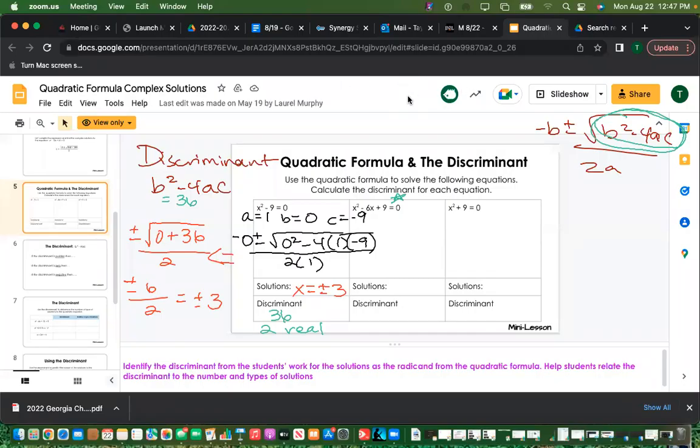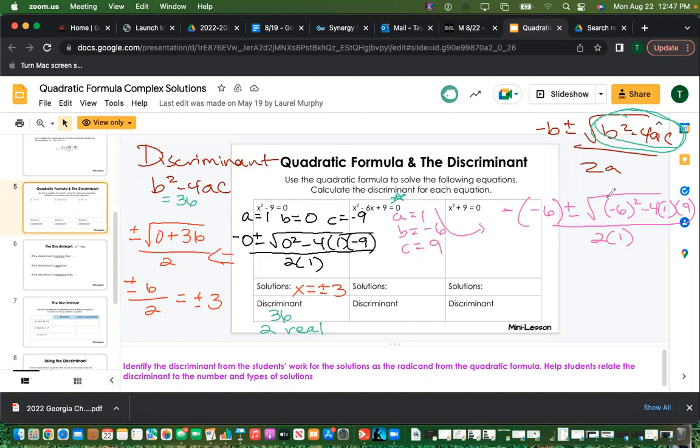All right, so checking in, making sure you're on the right track. Your A should have been 1, B is going to be negative 6, and C is going to give you 9. I'm going to write this over here just because I don't have any room. So this will give me negative 6, and I'll explain that in just a second, plus or minus the square root of negative 6 squared minus 4 times 1 times 9, all over 2 times 1.